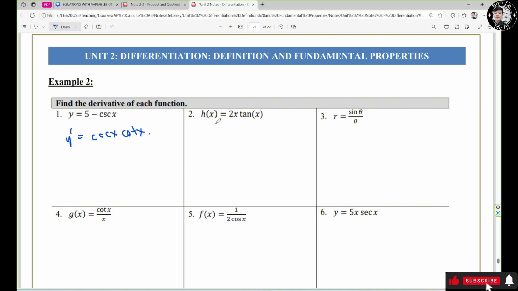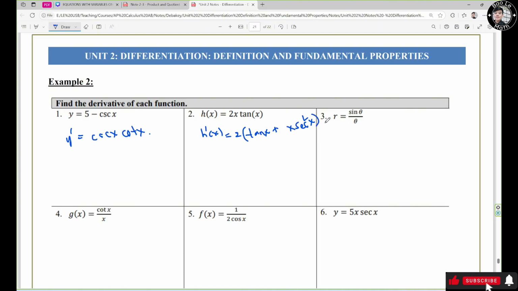Now, question 2, h prime of s equals, rewrite number 2, in parentheses. And then we're going to use the product rule. The derivative of s equals 1. Then I just rewrite tangent s. And then the derivative of tangent s equals secant square of s. So it could be secant square of s. And then I rewrite s right here.